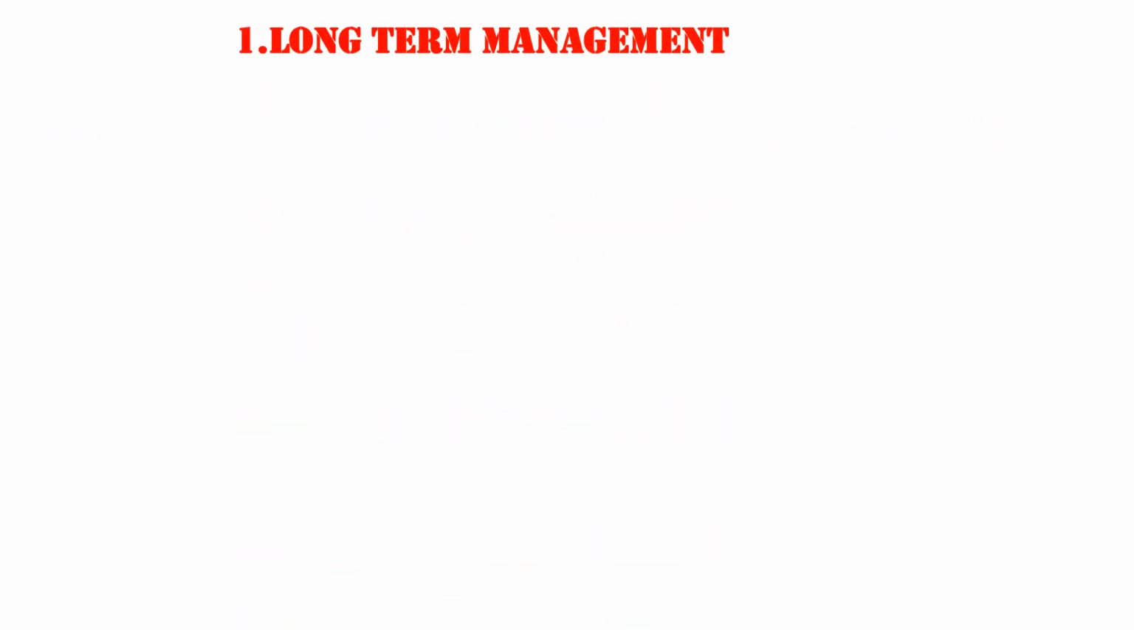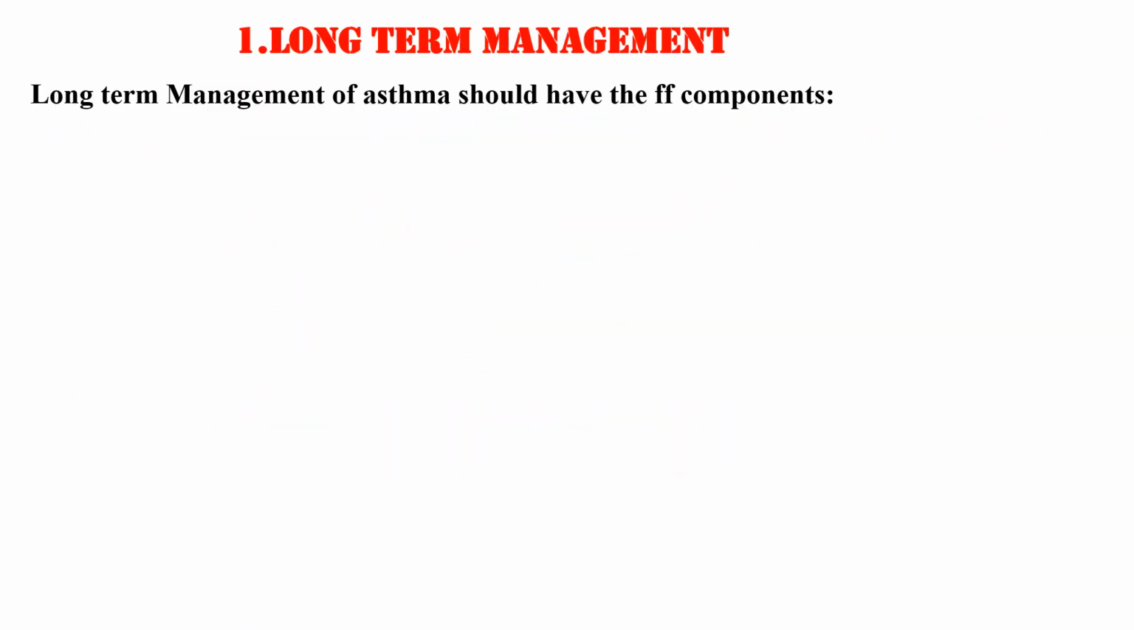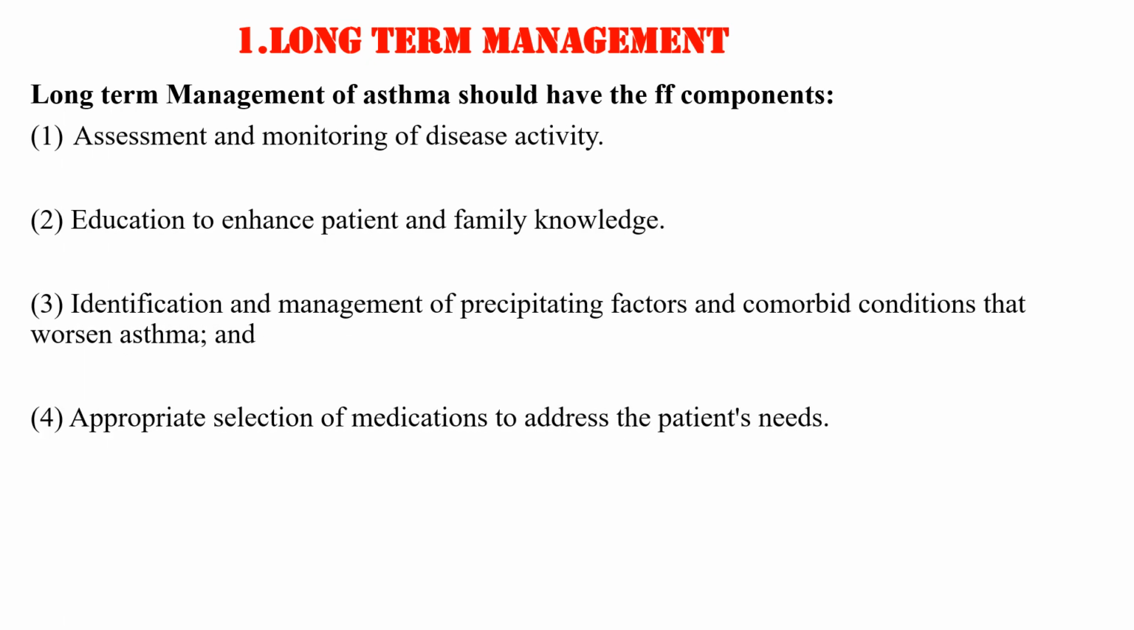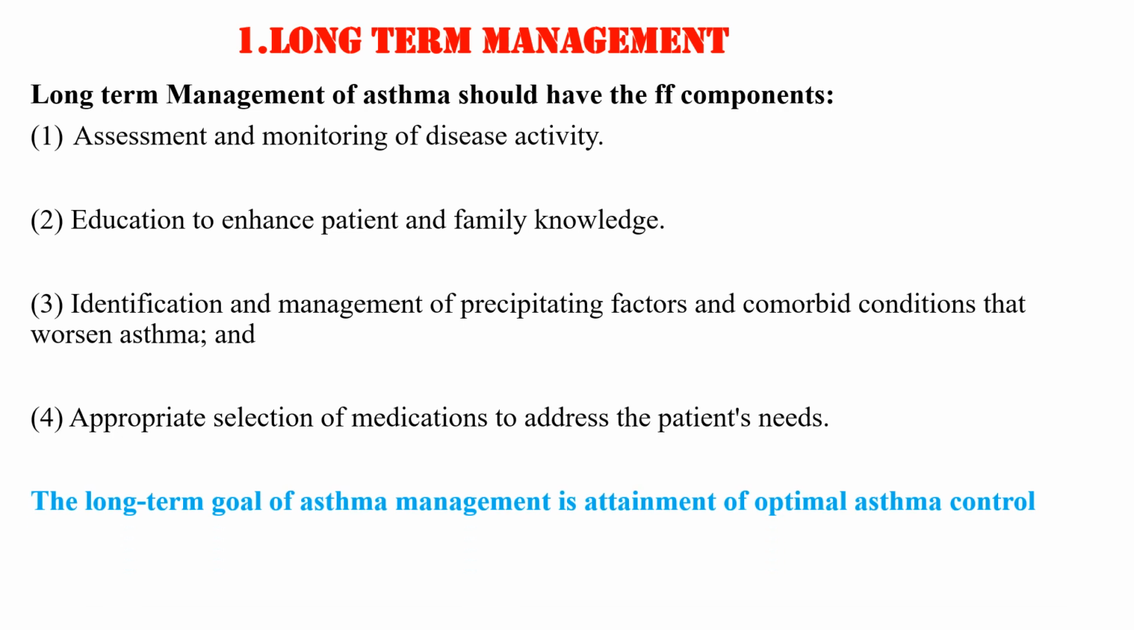To start from long-term management, it should have the following components. Those are assessment and monitoring of disease activity, education to enhance patient and family knowledge about asthma, identification and management of precipitating factors and comorbid conditions that worsen asthma, and appropriate selection of medications to address the patient's need. The long-term goal of asthma management is attainment of optimal asthma control.